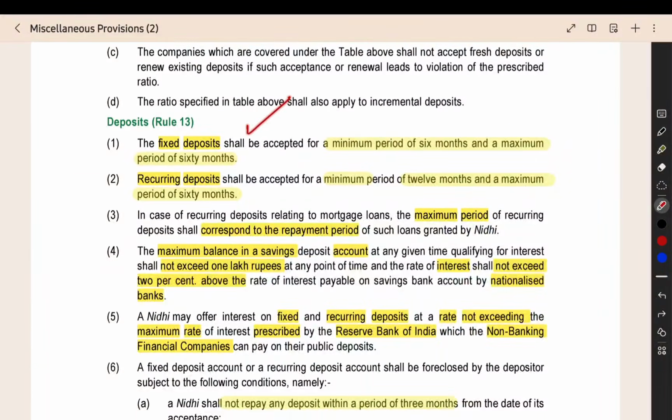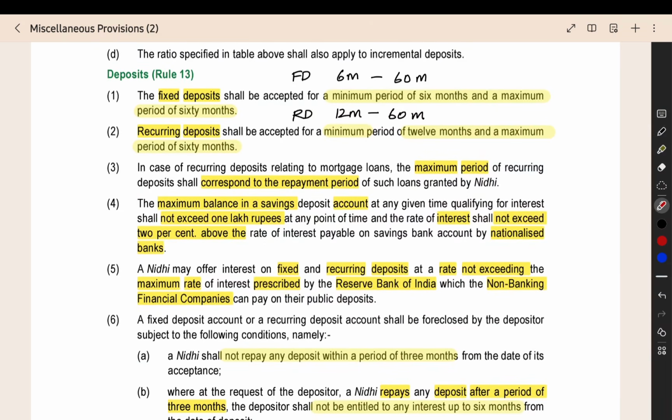Then deposits. They can get the fixed deposit and recurring deposit, and savings account also can be opened with the Nidhi company. Fixed deposit, when you see, the minimum period will be 6 months and maximum will be 60 months. FD, minimum 6 months, maximum 60 months. Then RD, recurring deposit, will be for a minimum period of 12 months to a maximum period of 60 months. Then in the case of recurring deposit related to the mortgage loan.